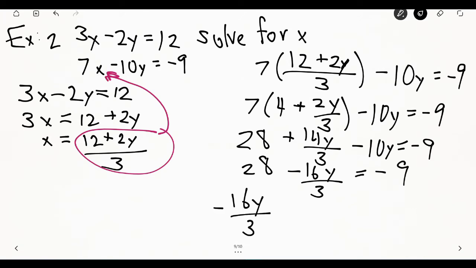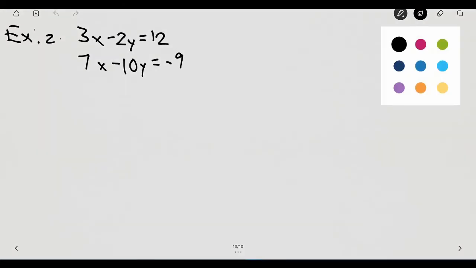Then we can add like terms with the y. Then we get negative 16y over 3 equals negative 37. Multiply both sides by 3 and divide both sides by 16 to get y equals 111 over 16.